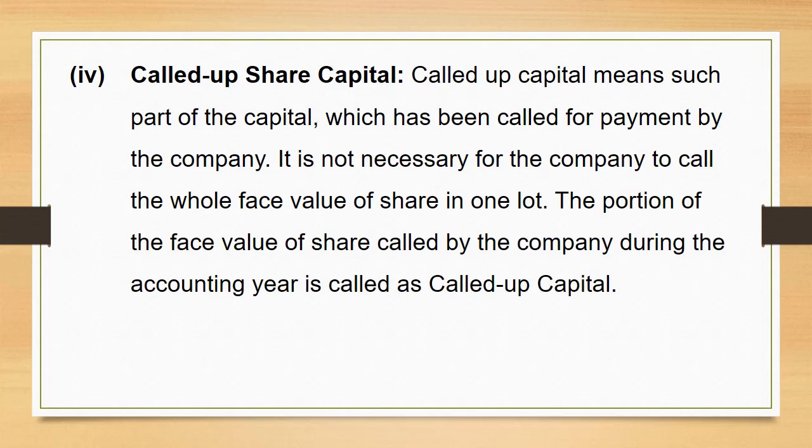Called up share capital is the next category. Called up capital means such part of the capital which has been called for payment by the company. It is not necessary for the company to call the whole face value of the share in one lot. Company can call the face value in installments. The portion of the face value of the share called by the company during the accounting year is called as called up capital. Say for example, a company has issued 10,000 shares of rupees 10 each, and out of that 7 rupees has been called. So called up capital will be 10,000 into 7, that is 70,000.